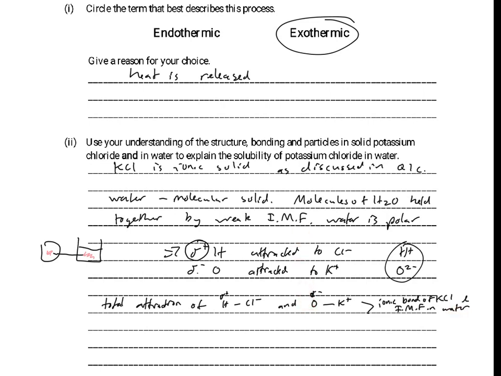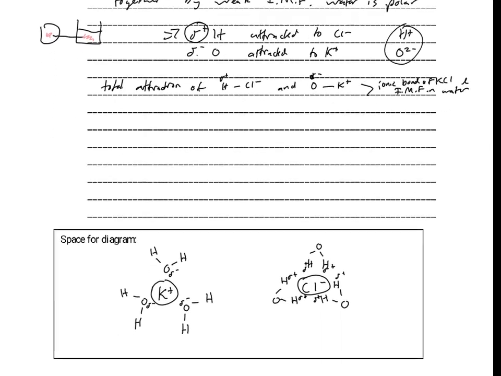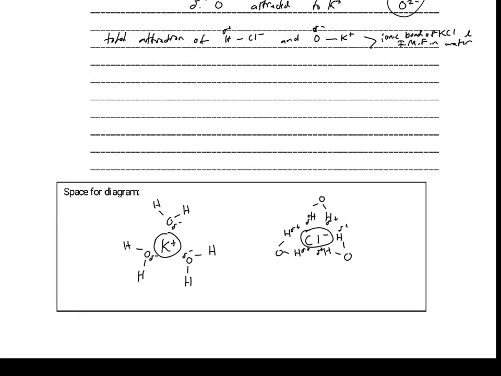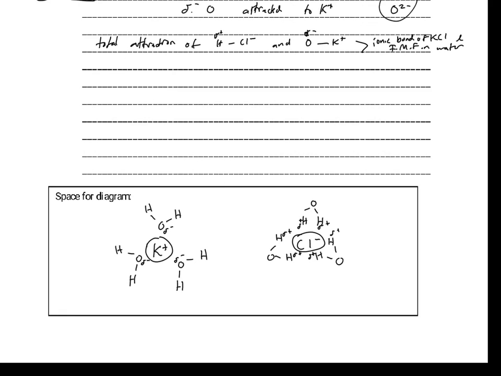Okay, and further down the page I've got a little picture showing that. What you need to remember is it's not just one kind of attraction. Each potassium ion is going to be surrounded by lots and lots of water molecules, which means lots of attractions, and each chloride ion is going to be surrounded by lots and lots of hydrogen atoms.